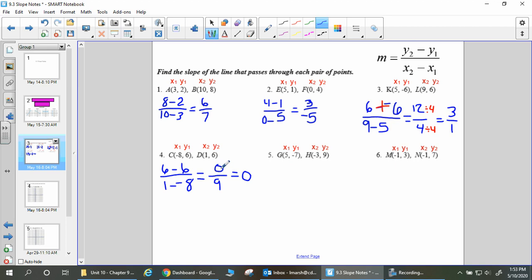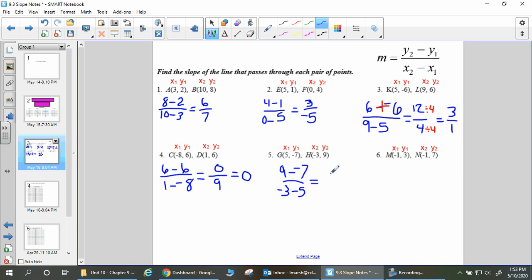Because 0 on top, it doesn't matter what number's on the bottom, it's gonna stay 0. So this bottom number can change every time, but still give you the same answer. Unlike these problems in the first row, if I change that bottom number, it changes my whole answer. Number 5 here, so I've got 9 minus negative 7 and negative 3 minus 5. So really just watch your positives and negatives with your slope formula.